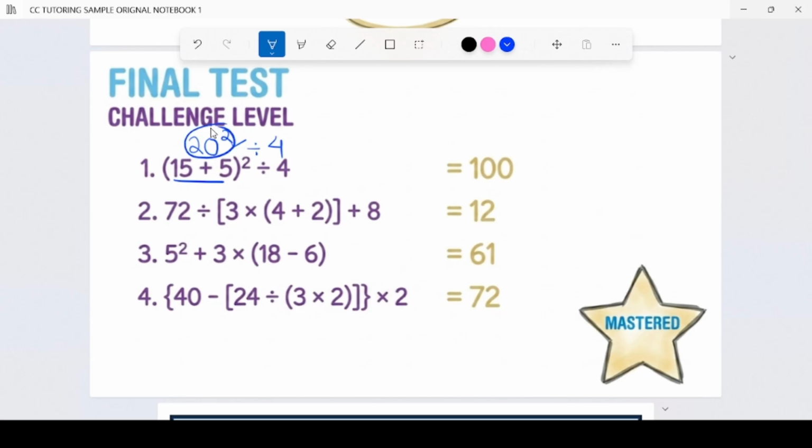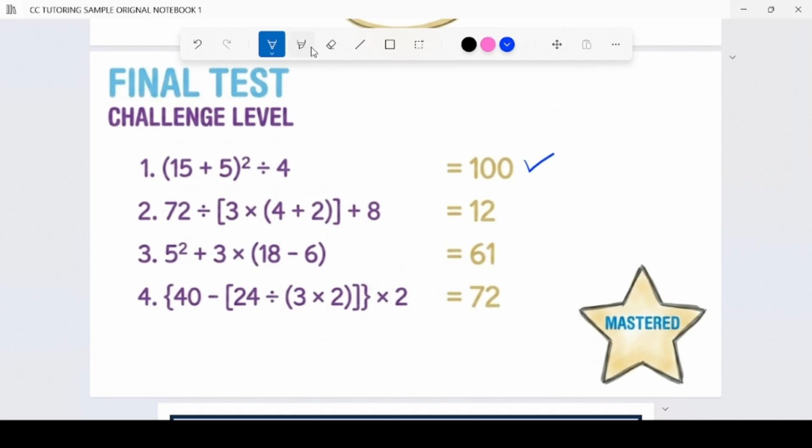So 20 squared, 20 multiplied by 20, and that is probably 400. Let me just confirm it. So 20 multiplied by 20 is 400, divided by 4. And 400 divided by 4, the answer is 100. Yes, I am correct. Okay, let me do another one so that you can have an idea. So this one is correct.